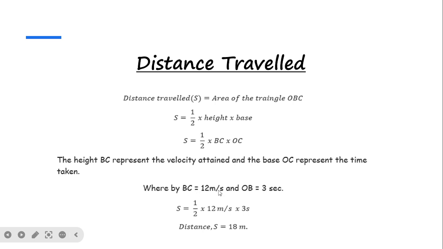So BC, we know that is 12 meters per second, and the OC is 3 seconds. So from there you can substitute the values. We obtain the distance equal to half times 12 meters per second times 3. So you get the answer, that is 18 meters. So the distance covered, considering that velocity time graph, is 18 meters.